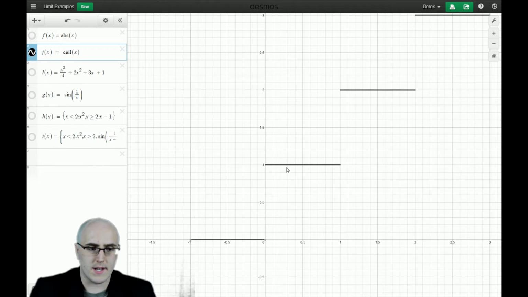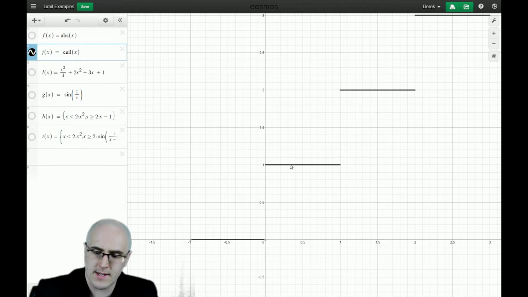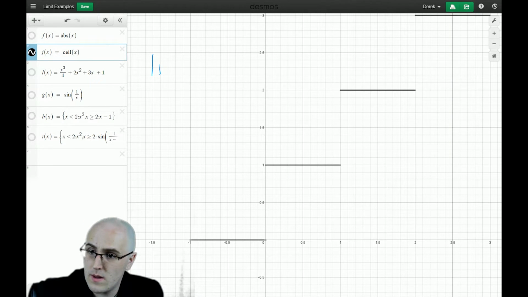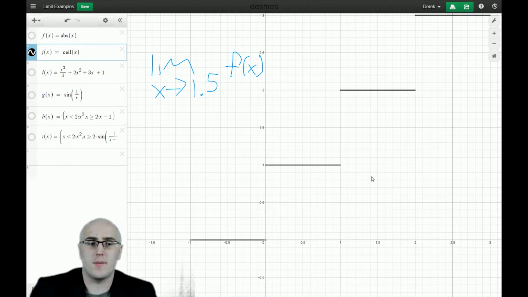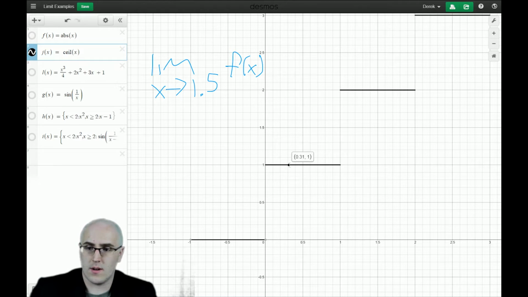However, if we pick a point somewhere in the middle, like say, what is the limit as x approaches 1.5 of f of x? That is defined because, as you can see, as our x value gets closer and closer to 1.5, our function value is approaching 2. And likewise from the right side, as we get closer and closer to 1.5, our function value is approaching 2. Alright, let's move on to the next example.